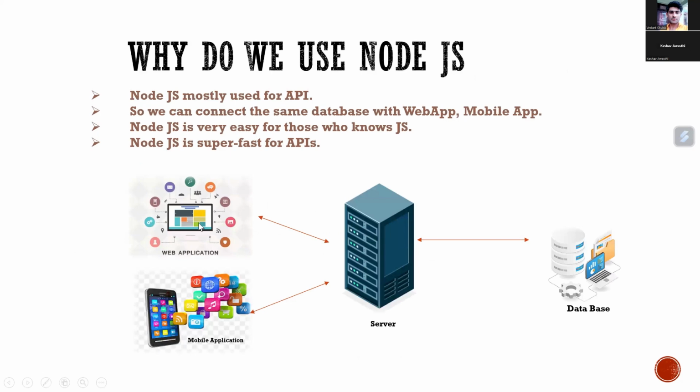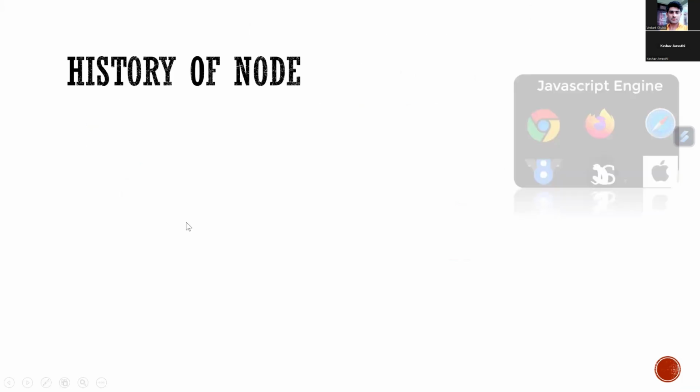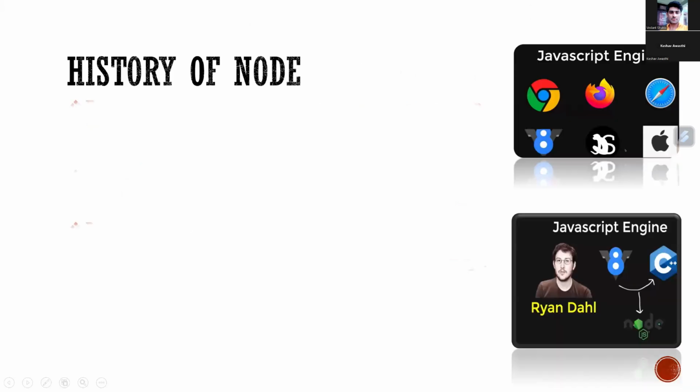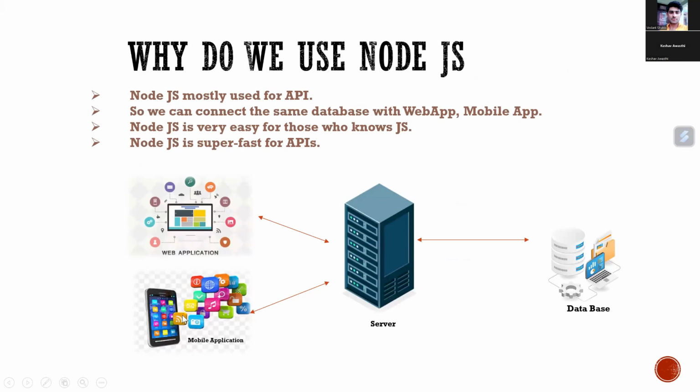So here you can easily see. Let's say this is a web application and this is a mobile application. These two want to access some data over the internet with the help of the internet. They do not directly communicate with the database. There is a medium required to make a proper pathway between the clients and the database, and the medium which will do this task is the server.